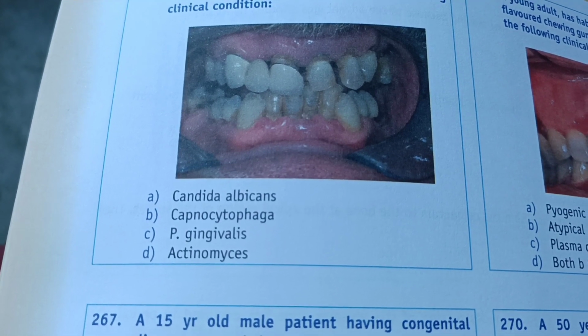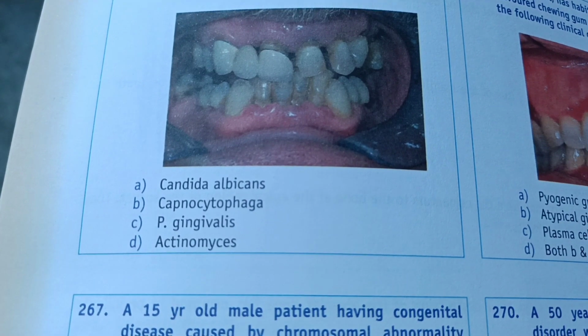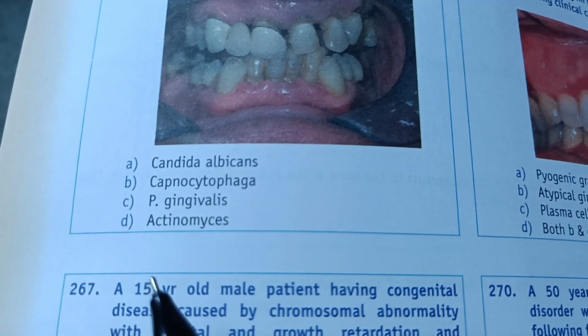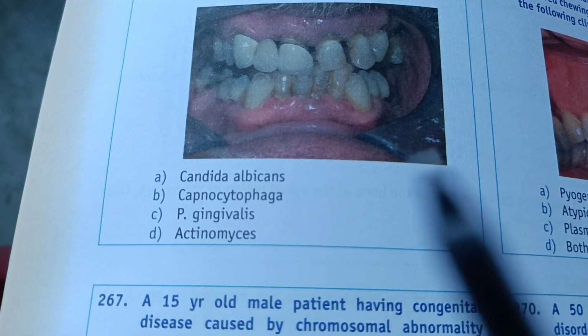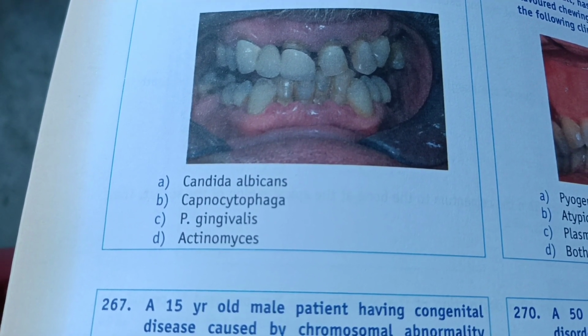Okay, so your option A is Candida albicans, option B is Capnocytophaga, option C is P. gingivalis, and D is Actinomyces. And here is the answer: option C, P. gingivalis. The image shows presence of periodontitis, and black pigmented species, especially P.